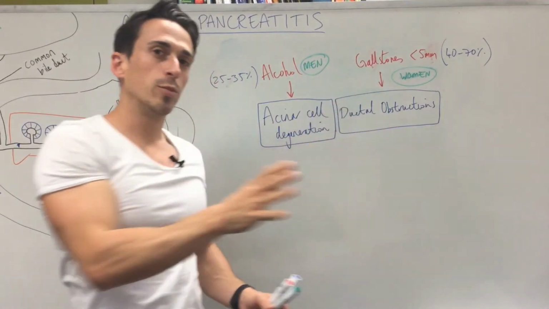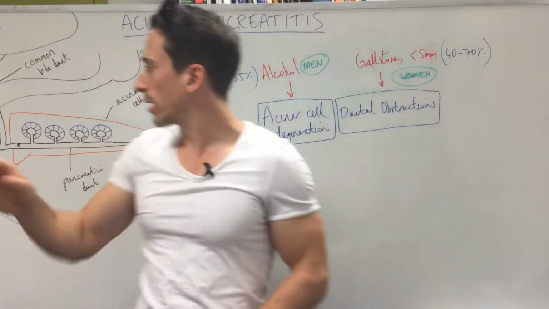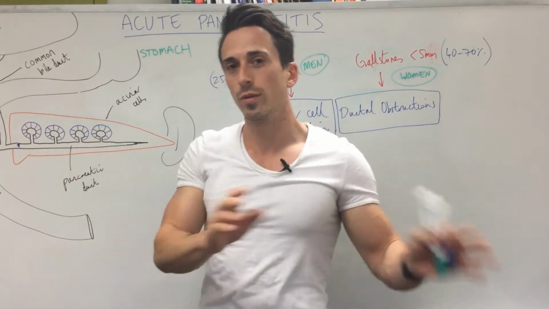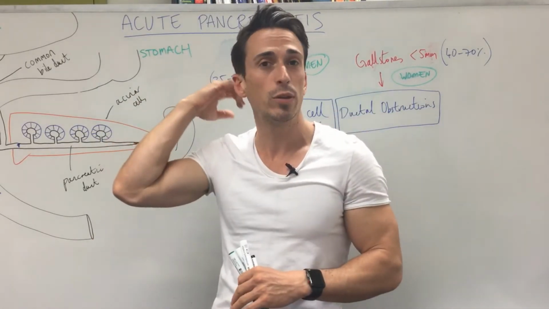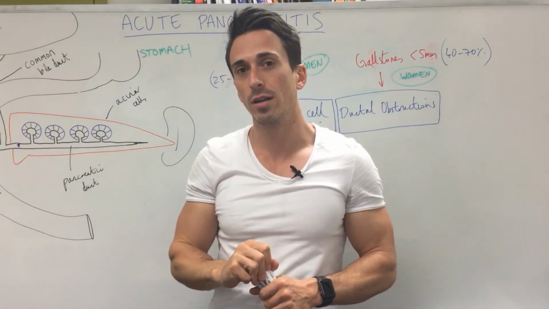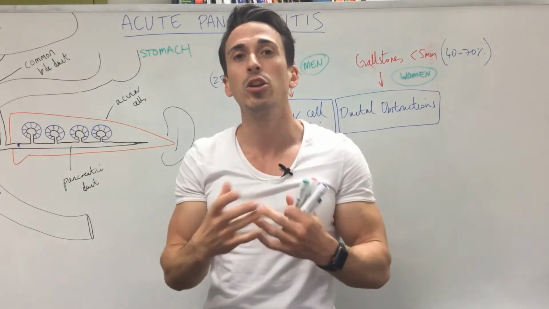So we spoke about gallstones being less than 5 millimeters in diameter, blocking. Now, not everyone with gallstones will develop acute pancreatitis. In actual fact, less than 7% of people with gallstones will develop acute pancreatitis. And this has to do with a number of different unknown causes.